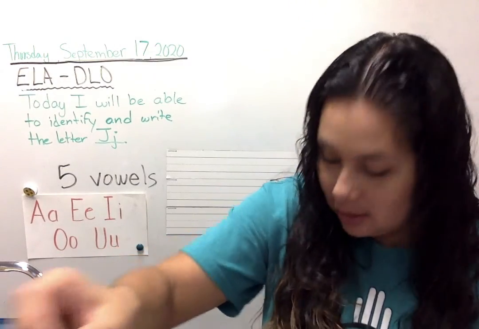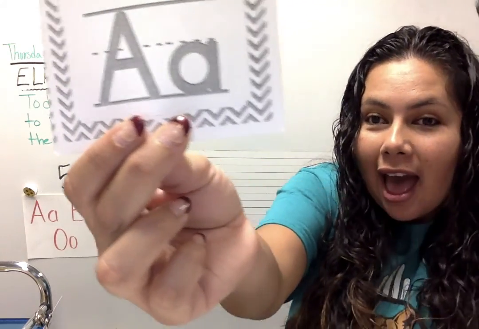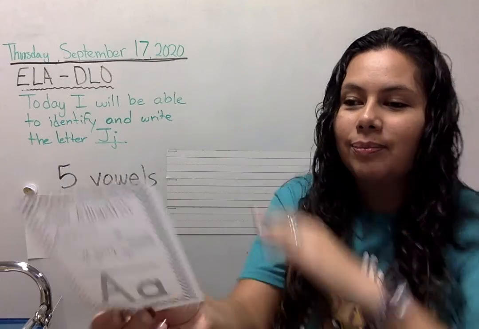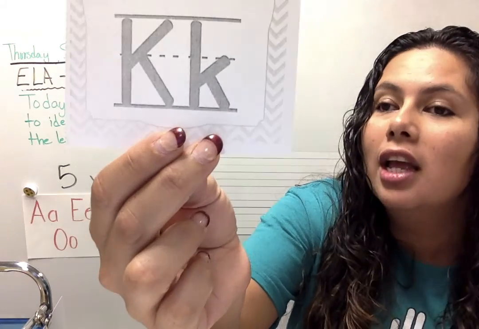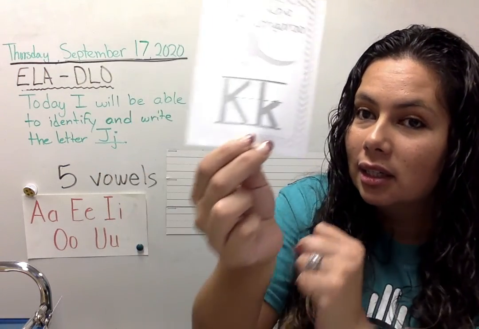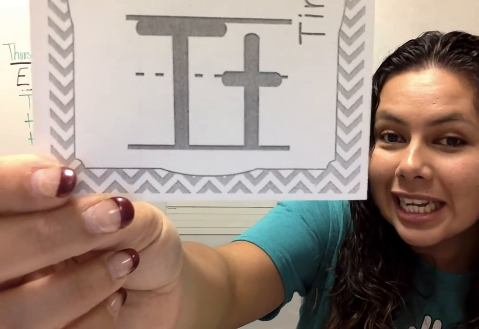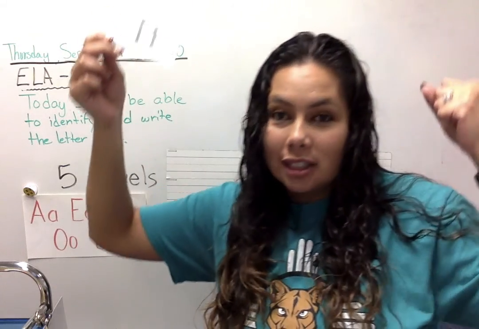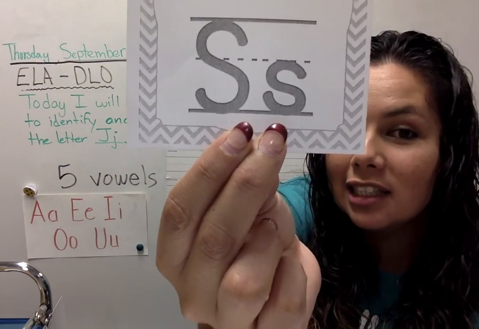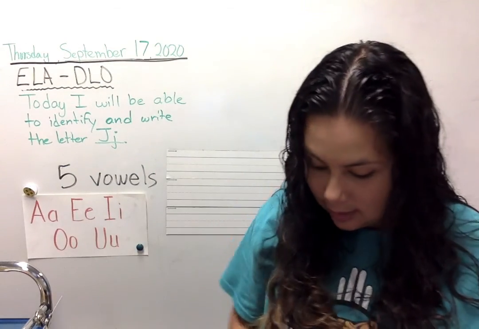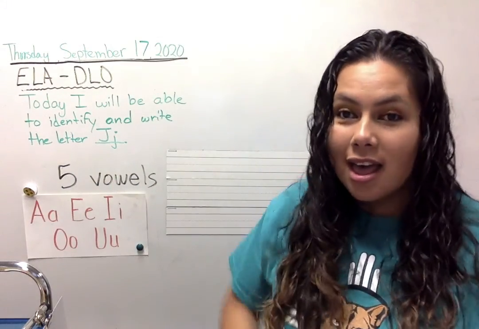The letter A. The letter A makes the sound ah, like an alligator. The letter K that we learned yesterday and the day before makes a sound k, k, k. This is the letter T. The letter T makes the sound t, t, t. The letter S. The letter S makes a sound s. And the letter E. The letter E makes a sound eh, eh.